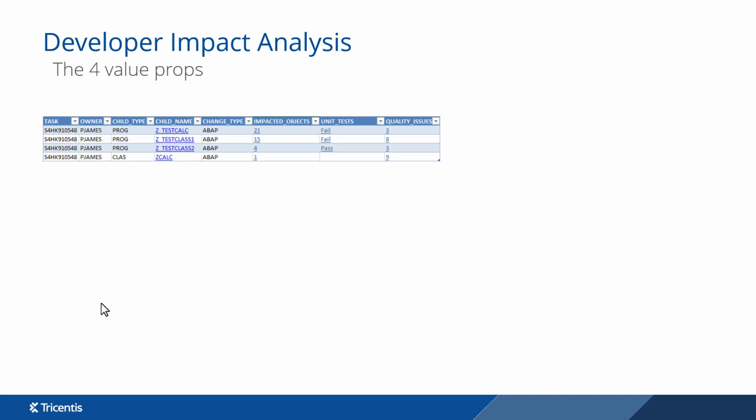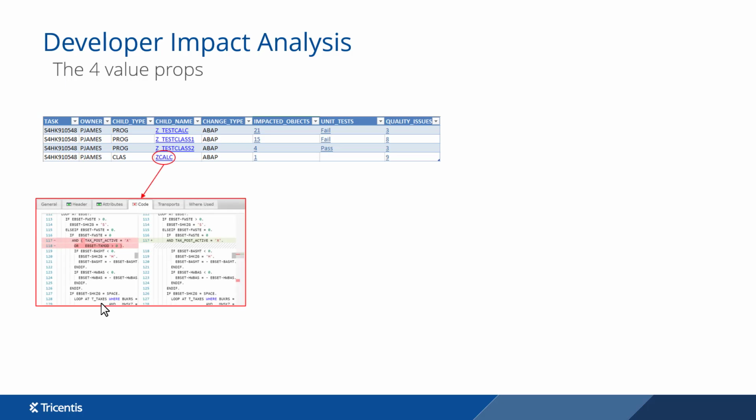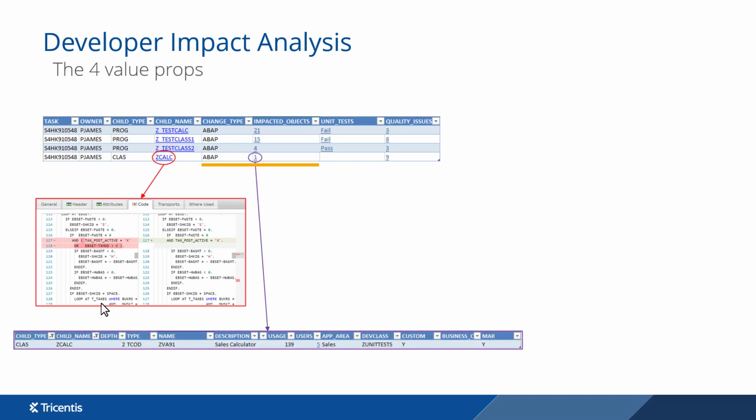If you click on the hyperlink, you can then see how that code has changed. So this particular class, zcalc, we can see lines 117 and 18 have changed in the code. So that gives us visibility of what the transport contains, what objects, and specifically the code change within those transports. The change type is ABAP. This class has one impact to production.